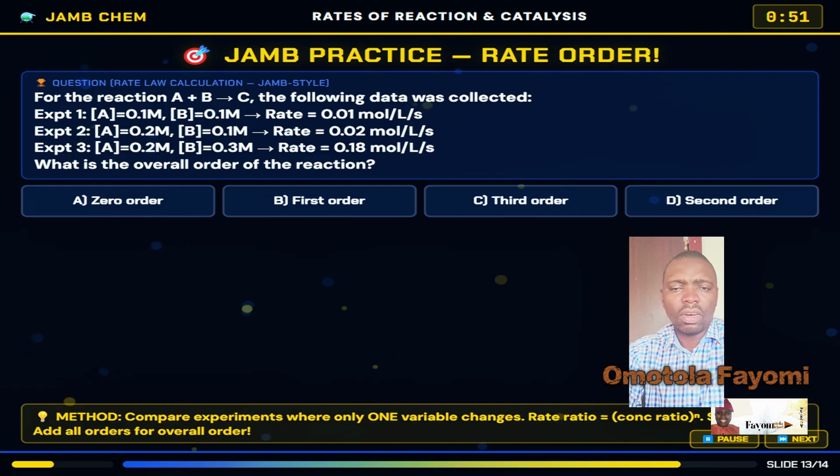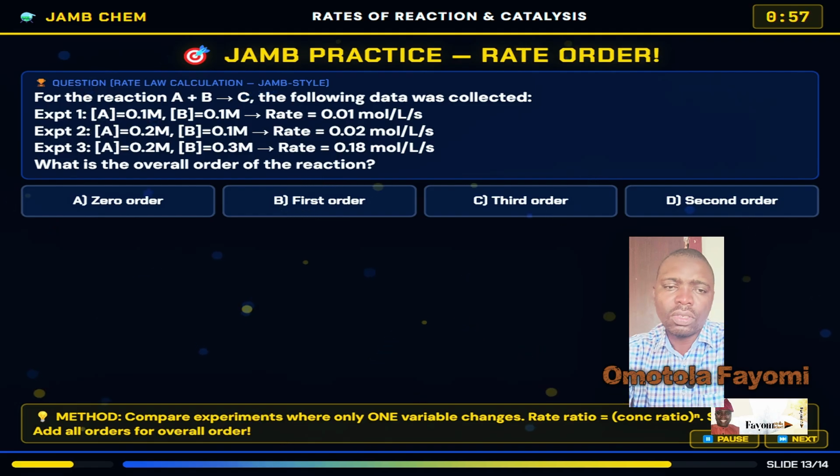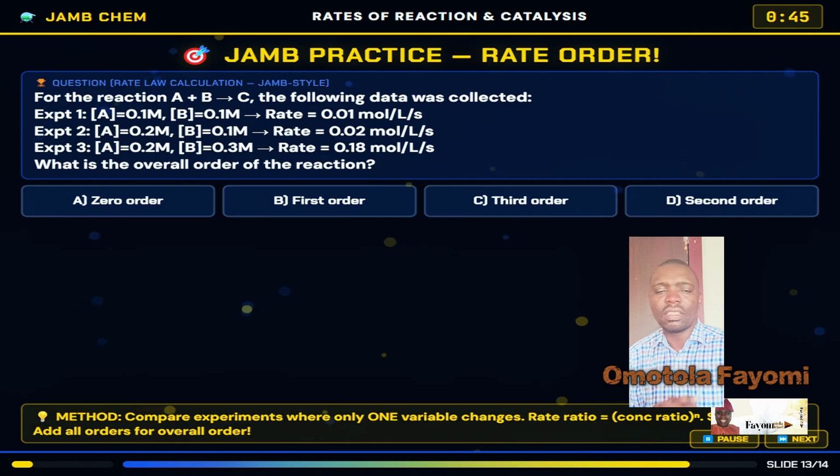The third order overall. Next, find k from the experiment. 0.01 equals k times 0.1 times 0.1 squared, which equals k times 0.001. So k equals 10 per mol² dm⁶ per second. The golden method: always pick two experiments where only one variable changes, isolate each reactant order separately, then find the overall order. That method works every time.